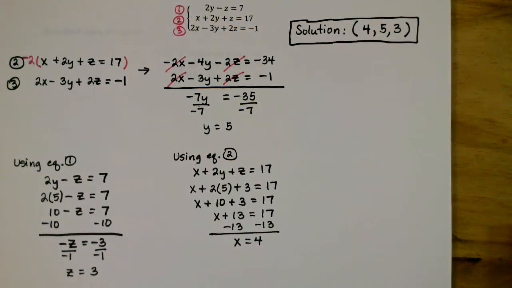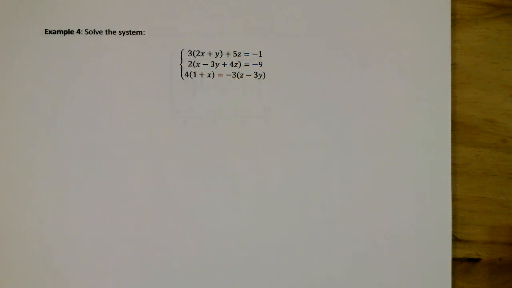All right, now let's look at the next example. Let's say we have something like this. And look at how that system of equations in 3 variables looks. Here we got 3 times the quantity 2x plus y plus 5z is equal to -1. 2 times the quantity x minus 3y plus 4z is equal to -9. And 4 times the quantity 1 plus x is equal to -3 times the quantity z minus 3y.